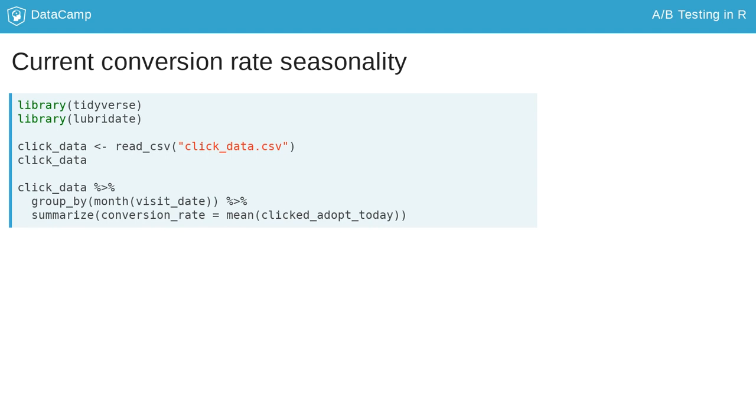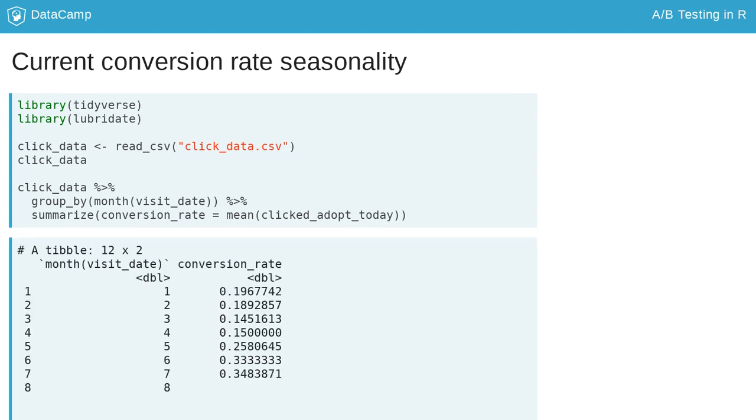Currently, the visit date column gives dates up to the day of the month. To round off just the month, we'll use the lubridate package and the function month. Now, instead of getting a single number, our output is a conversion rate for each month of the year, as we can see in the updated data frame.